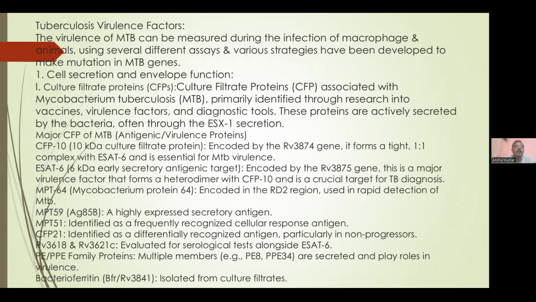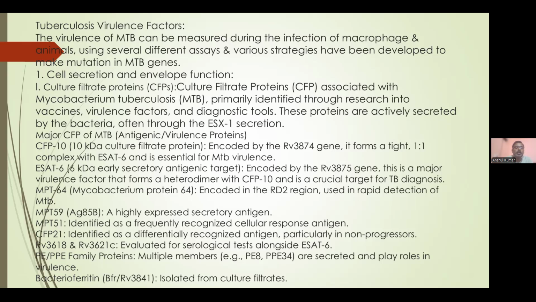Tuberculosis virulence factors. The virulence of MTB can be measured during the infection of macrophages and animals using several different assays, and various strategies have been developed to make mutations in MTB genes. Cell secretion and envelope function. First is the culture filtrate proteins. Culture filtrate proteins associated with mycobacterium tuberculosis were primarily identified through research into vaccines, virulence factors, and diagnostic tools. These proteins are actively secreted by the bacteria, often through the ESX-1 secretion pathway.